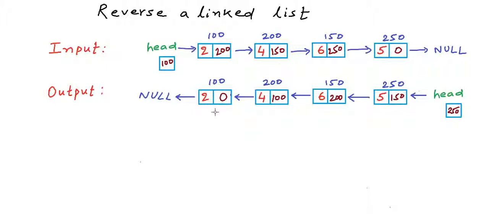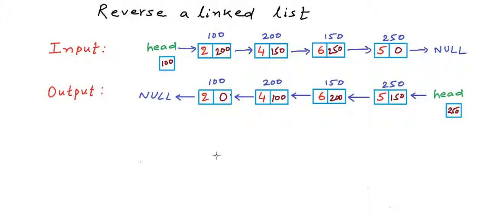There are 2 approaches to solve this problem. One is an iterative approach where we will be using a loop. We will traverse through the list, and at each step we will revert one of the links. Another solution is using recursion. In this lesson we will try to understand the iterative solution.